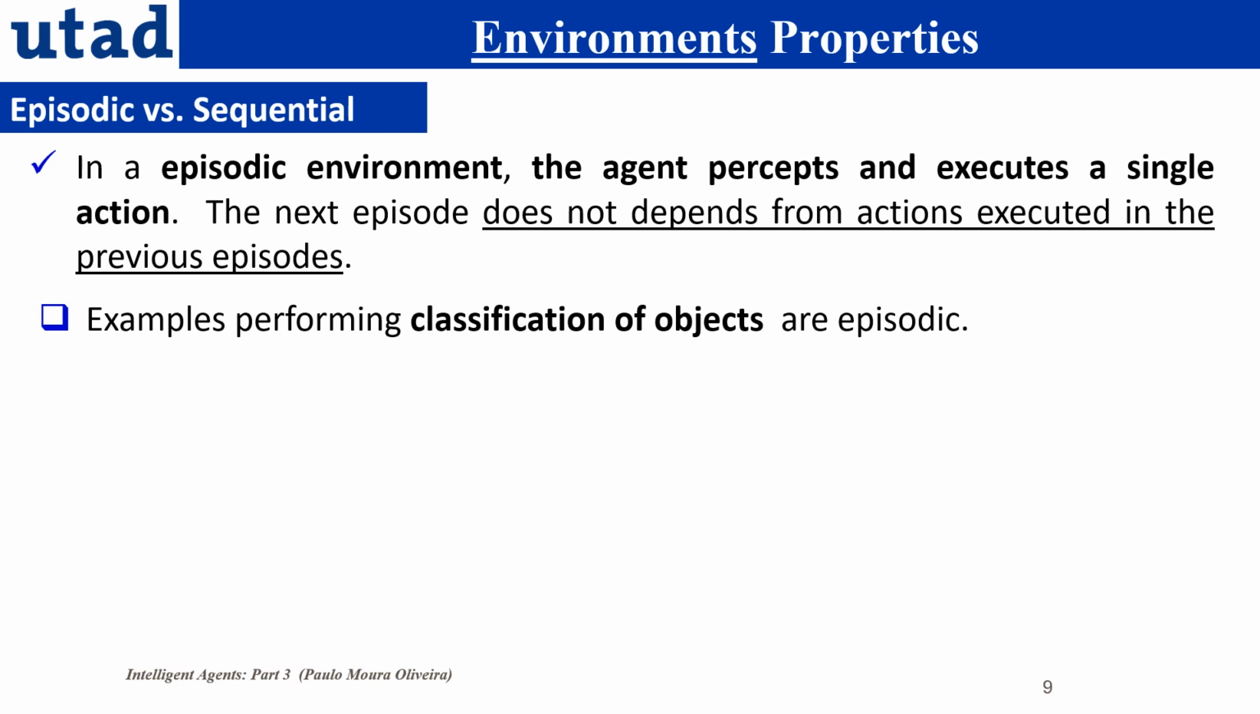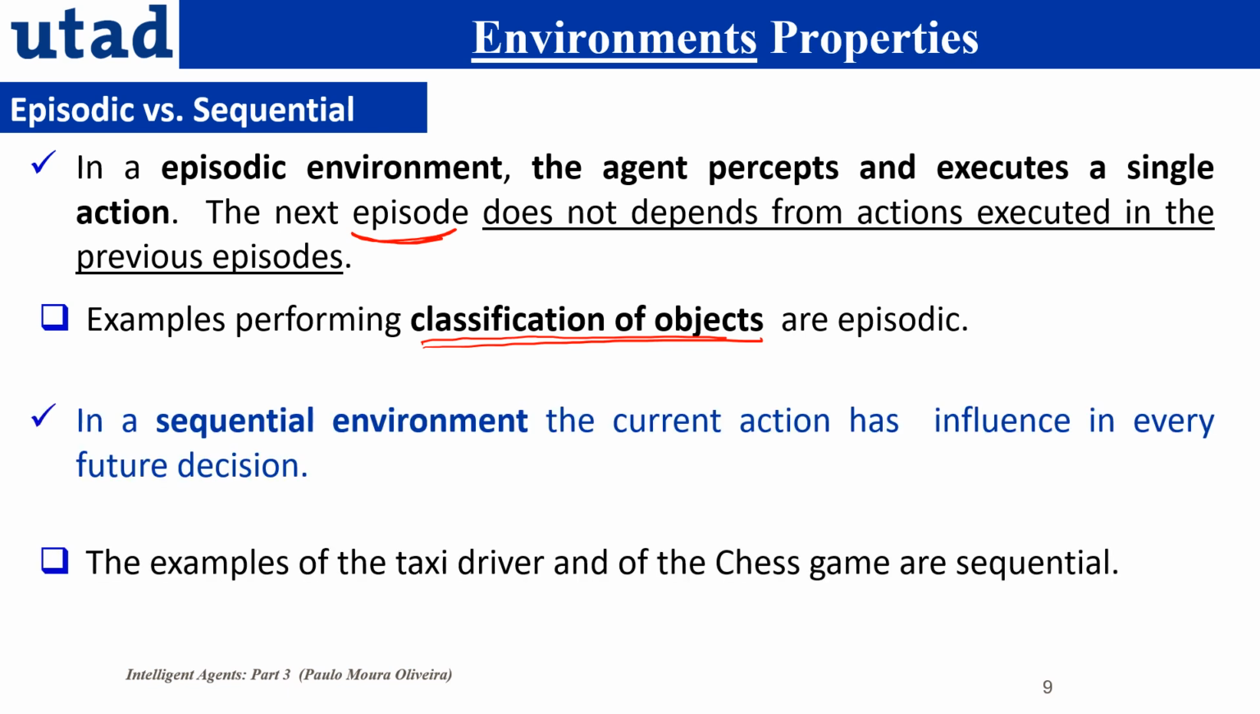Now episodic versus sequential. In an episodic environment, the agent perceives and executes a single action, so the next episode does not depend in any way on the actions in the previous one. For instance, object classification examples are a kind of episodic environment. In a sequential environment, the current action has influence on every future decision. For instance, the taxi driver is one of these sequential environments, and chess is also a sequential environment.